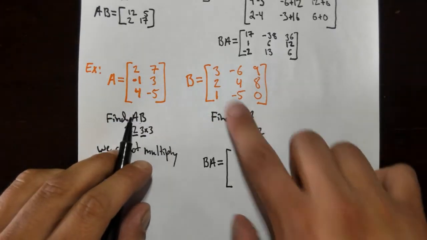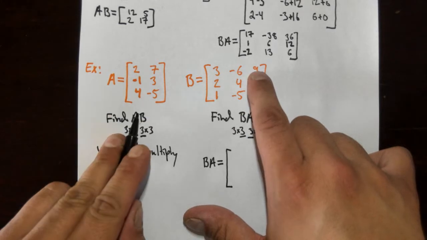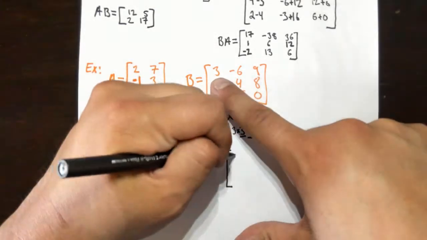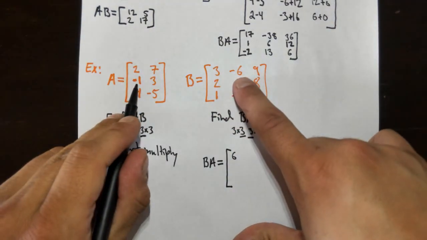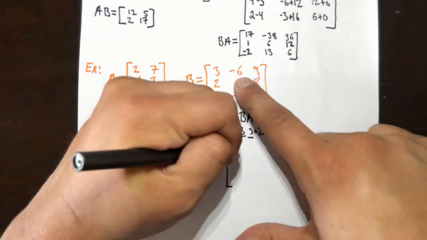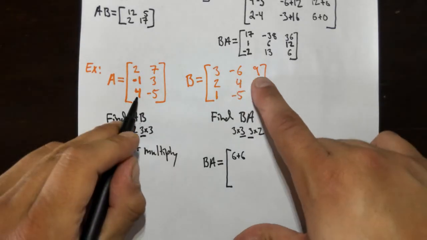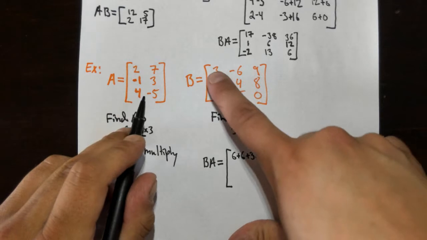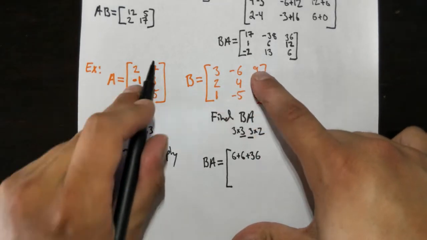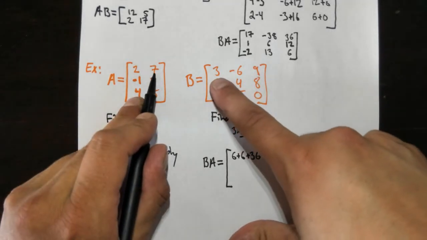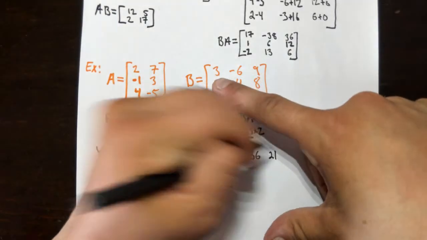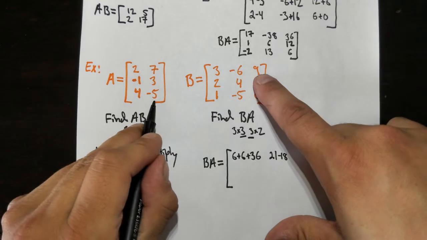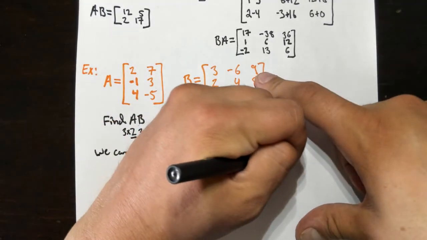So let's see, we're going to take the rows of B and multiply them by the columns of A. So 3 times 2 is 6. Negative 6 times negative 1 is positive 6. And 4 times 9 is 36. And then do the same thing with the second column. So 3 times 7 is 21. Negative 6 times 3 is minus 18. And 9 times negative 5 is negative 45.